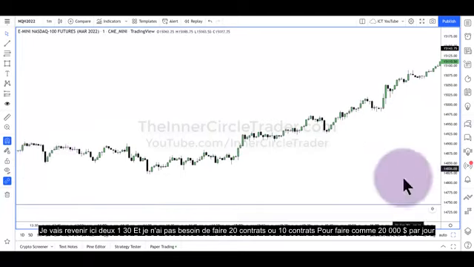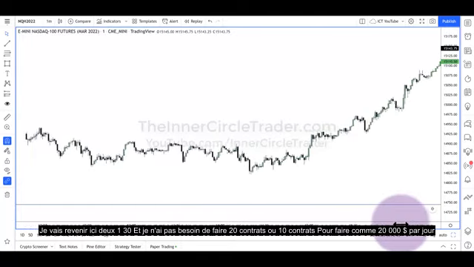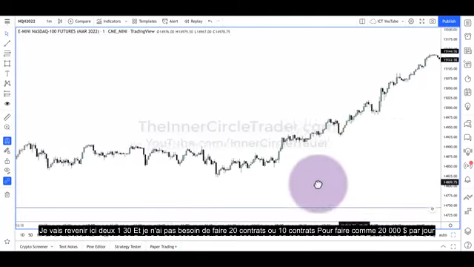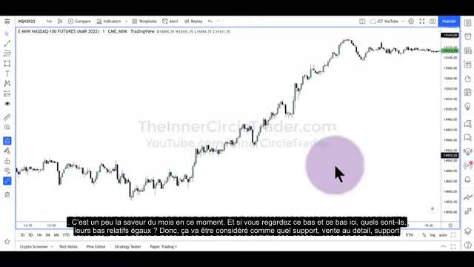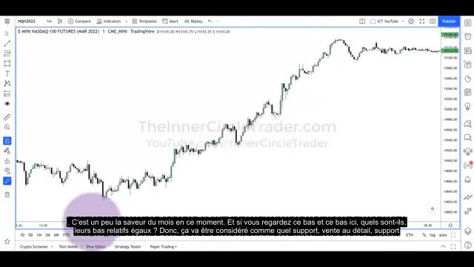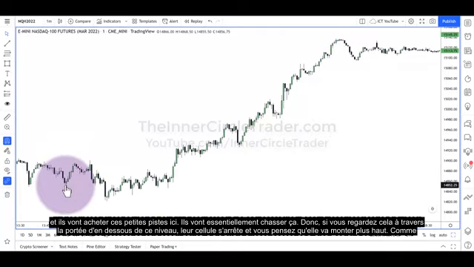And I don't need to do 20 contracts or 10 contracts to do like a $20,000 day. That's kind of like the flavor of the month right now. And if you look at this low and this low here, what are those? They're relative equal lows. So that's going to be viewed as what? Support, retail support. And they're going to buy those little runs here. They're basically going to chase that.